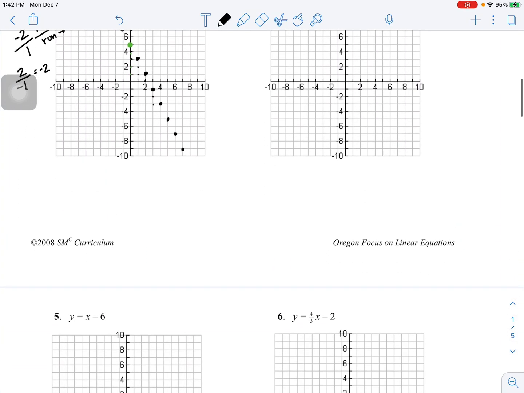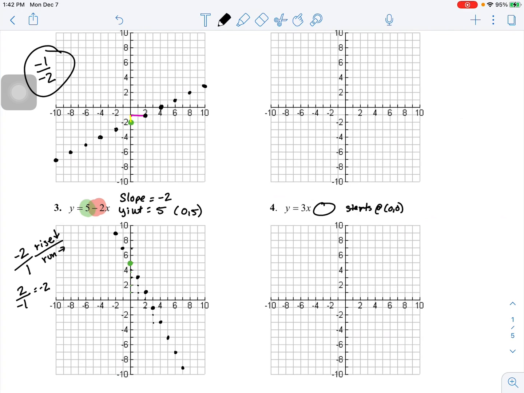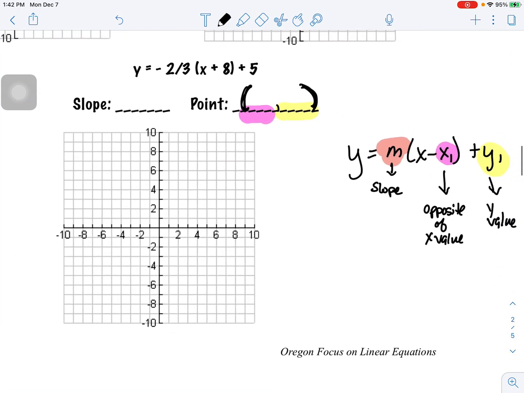So there's a whole bunch of other examples. This one doesn't have a plain number, it just has the slope. So that means it starts at the origin, at 0, 0. And at the bottom, I have an example of point-slope form.